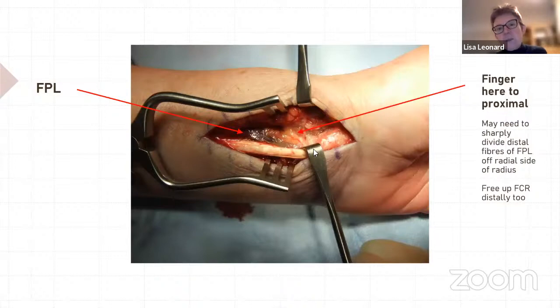So we freed up, I don't know if you can see my cursor wiggling around there, you freed up all the way along to FCR to give yourself plenty of freedom to retract your tissues here. And then you see your FPL, and I usually put my finger in here, there's a little fat pad, push that away, and there's often some fibres of FPL that you'll need to divide to get yourself the proximal axis that you need to see.